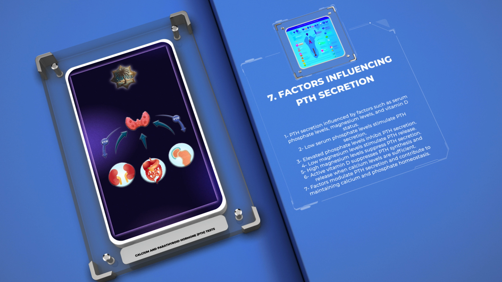Vitamin D, as mentioned before, also influences PTH release. Active vitamin D, synthesized in the kidneys under the influence of PTH, suppresses PTH synthesis and release when calcium levels are sufficient. These factors collectively modulate PTH secretion and contribute to maintaining calcium and phosphate homeostasis.